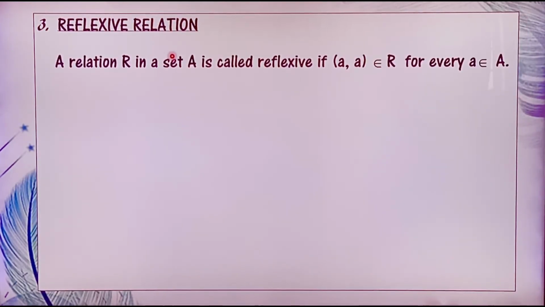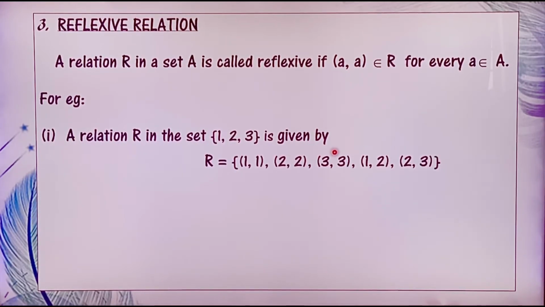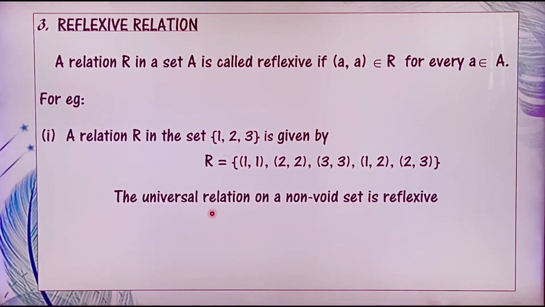Then, reflexive relation. A relation R in a set A is called reflexive if (a, a) belongs to R for every a belongs to A. For example, a relation R in a set {1, 2, 3} is given by R = {(1, 1), (2, 2), (3, 3), (1, 2), (2, 3)}. In the given relation (1, 1), (2, 2), (3, 3) lie in R, so it is reflexive. Remember that the universal relation on a non-void set is reflexive.